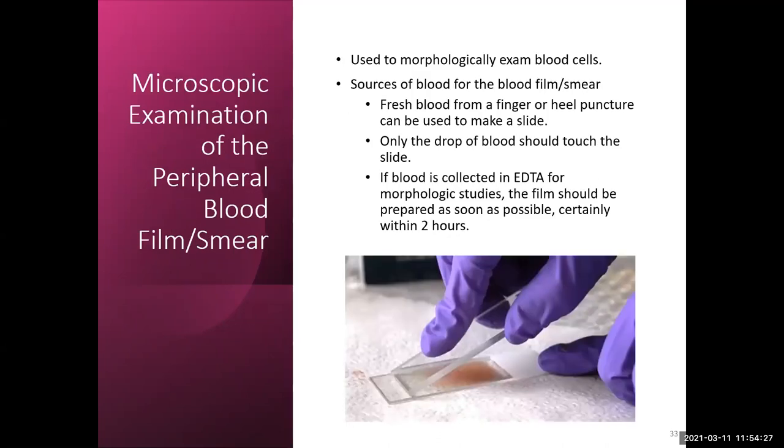When you're looking at a peripheral blood smear, you're going to first use a drop of blood. It could be from a finger stick or it could be from a tube. You're going to put that drop of blood onto a slide and push it across the slide to make a feathered edge. And that feathered edge is what you're going to look at. So when you do the hematology lab for this course in a couple of weeks, I think April 1st maybe is your lab date, you're actually going to look at that feathered edge and look at some of these different cells that we've talked about.